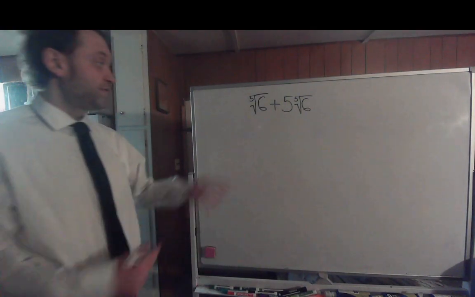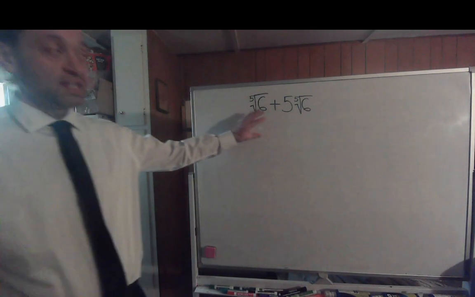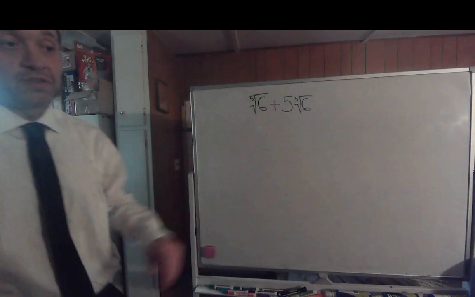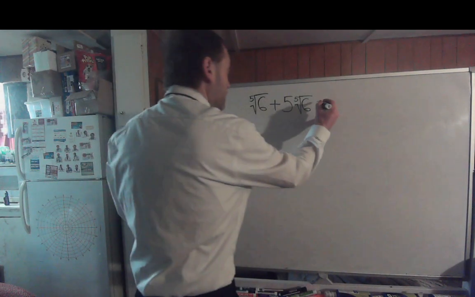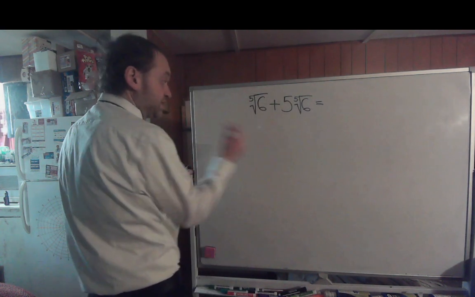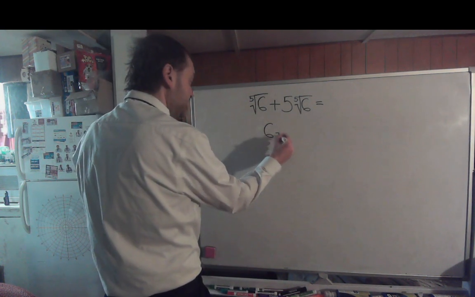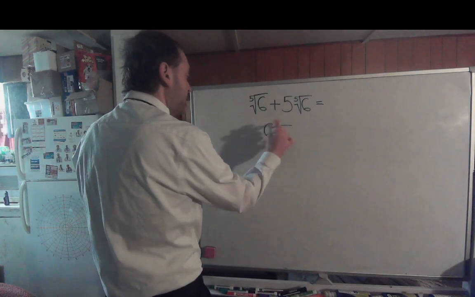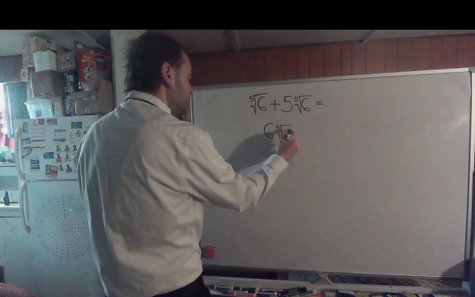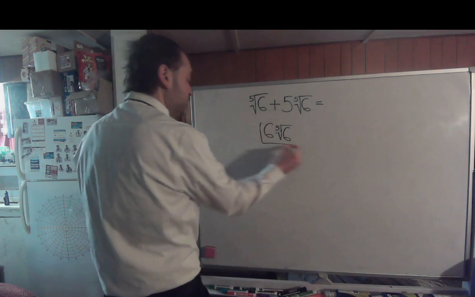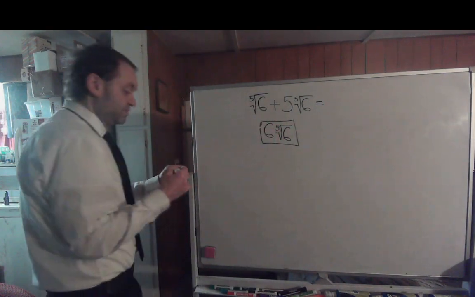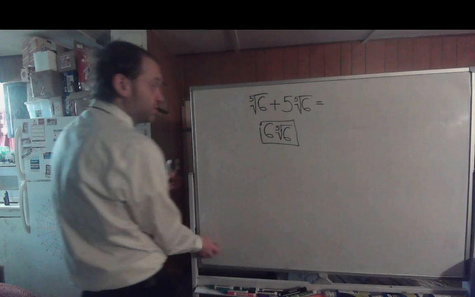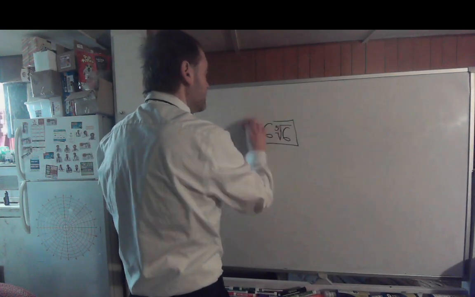So here you have the fifth root of 6 plus 5 times the fifth root of 6. Well, you're just going to add the coefficients together, and in the end you would get 6 times the fifth root of 6. So your answer would just be 6 times the fifth root of 6. That's the best you could do. Simple enough, right?